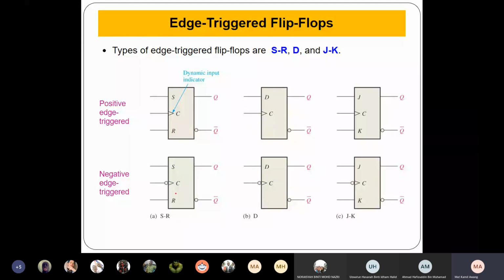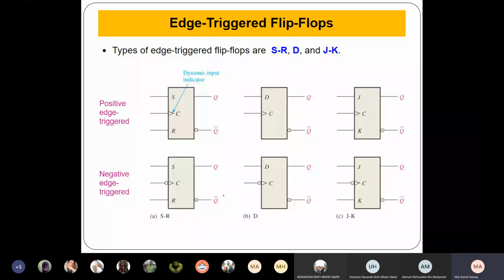For the negative edge triggered, it has a bubble. So that's the difference. From the diagram, you can recognize this is the negative edge when you have the bubble. Sometimes the question will tell you positive edge or negative edge, and sometimes the question will be silent and let you recognize from the diagrams. Okay. So these are the negative edge triggered D flip-flops and JK flip-flops.